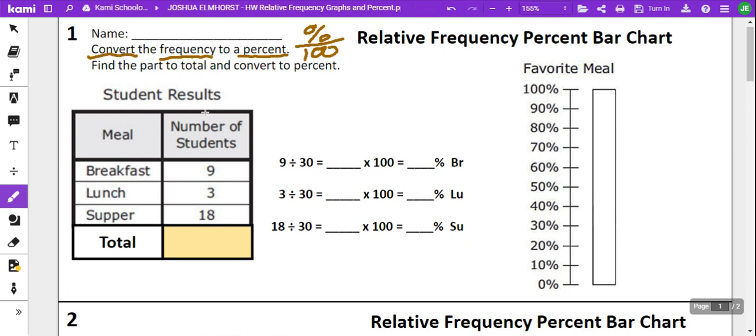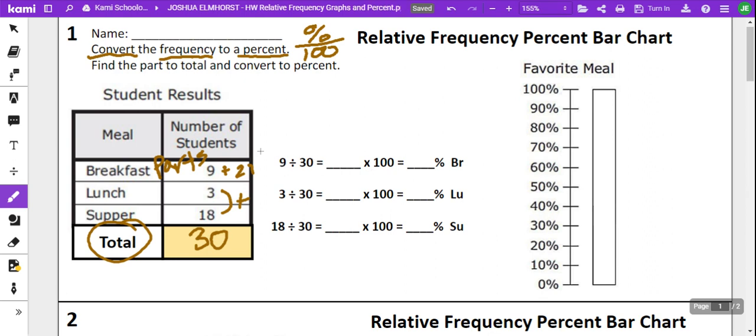So first, we're looking at the student results. They did a survey on breakfast, lunch, and supper. So how many students chose that as their favorite meal? We're going to add all these up. So we got 3 and 18. 3 and 18 is 21. 21 plus 9 is going to be 30. So there's the total. 30 is the total, and then this is going to be each one of the parts.